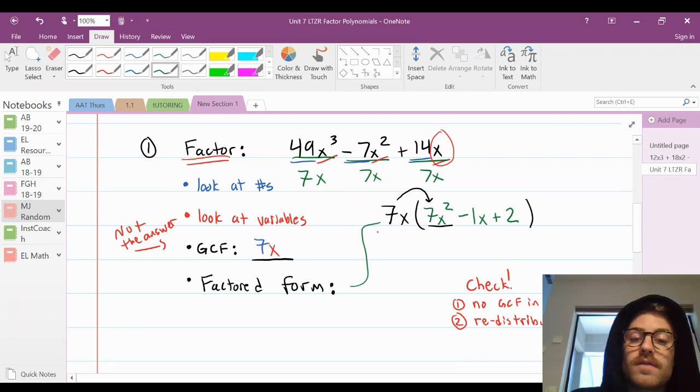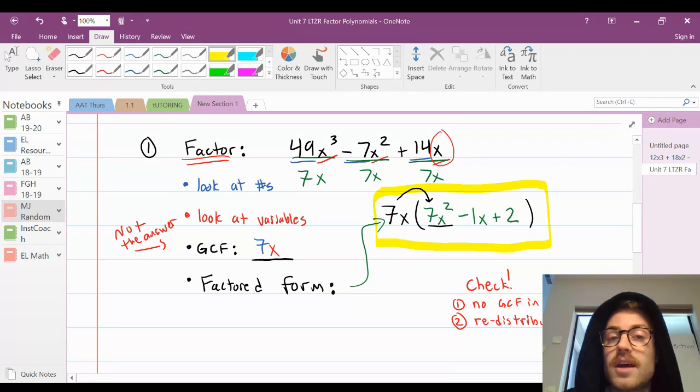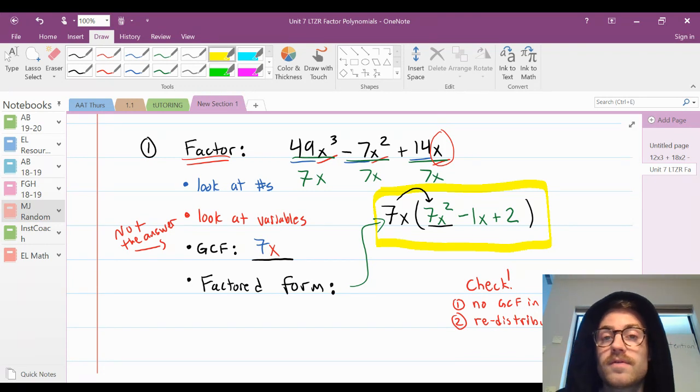This is my factored form. This is the final answer. The answer is not just the greatest common factor alone, but it is the factored form of the expression. You'll notice that this form is equivalent to the initial simplified form, just factored.